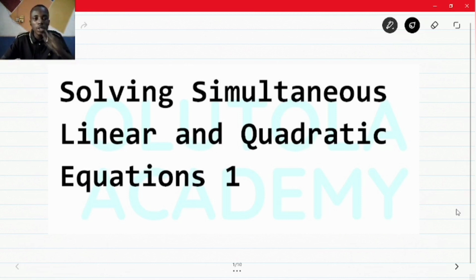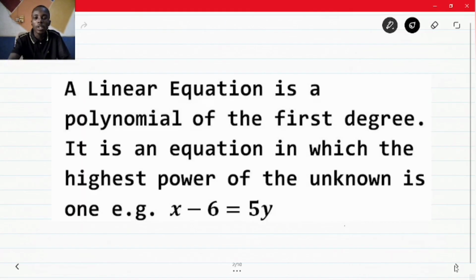So the topic once again is simultaneous linear and quadratic equations. And to start with, I'll give you some definitions. The definition of a linear equation: a linear equation is a polynomial of the first degree. It is an equation in which the highest power of the unknown is 1.